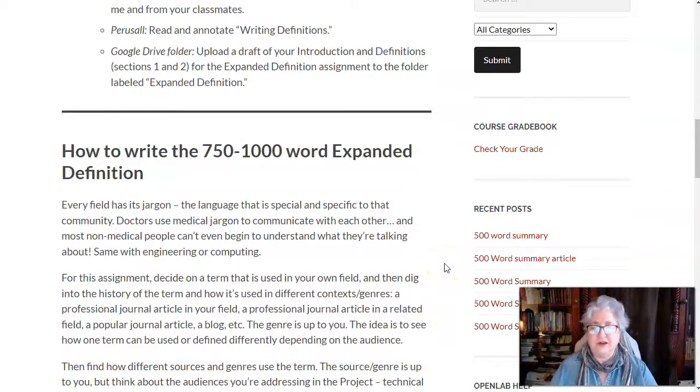Every field that we're in has jargon. Doctors have jargon. Even compositionists like me have jargon in our field as well. It's language that's specialized. The term jargon is not a bad word. It just means specialized language for a certain field. So you're going to be looking at the language of your own field.